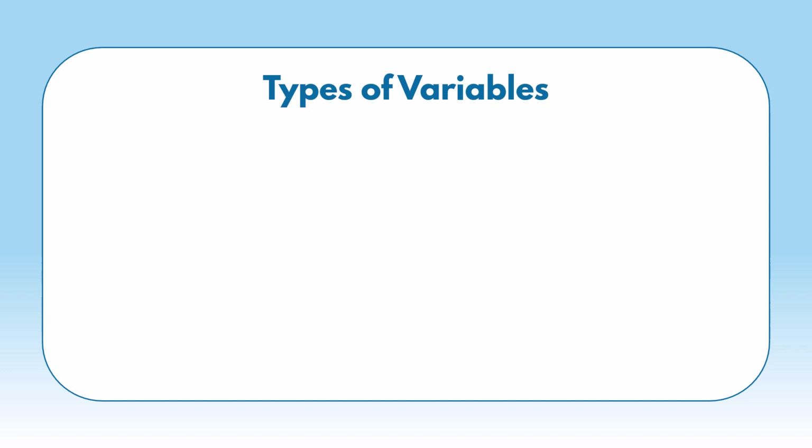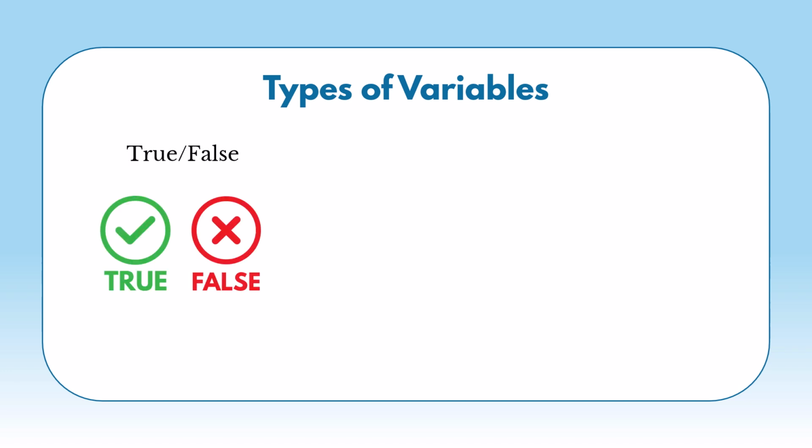Now let's take a closer look at the types of variables you can use in Storyline. Each type helps answer a specific kind of question, like true-false. True-false variables ask a yes or no question, like has the user completed the task? They're great for tracking single states, like whether a button has been clicked or a quiz is finished.